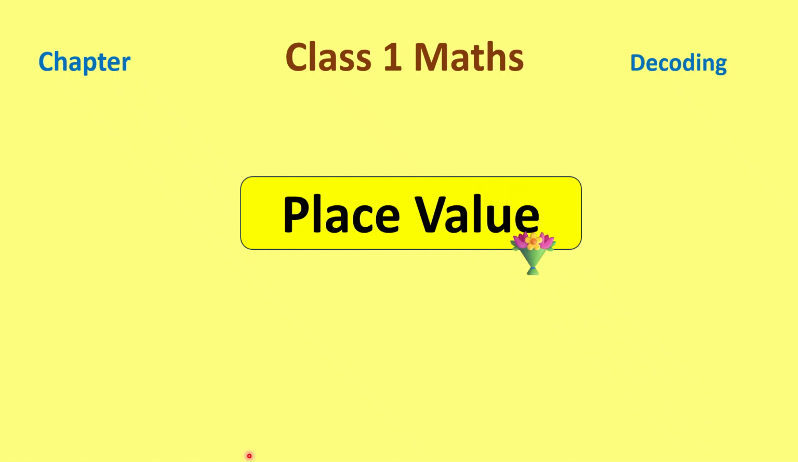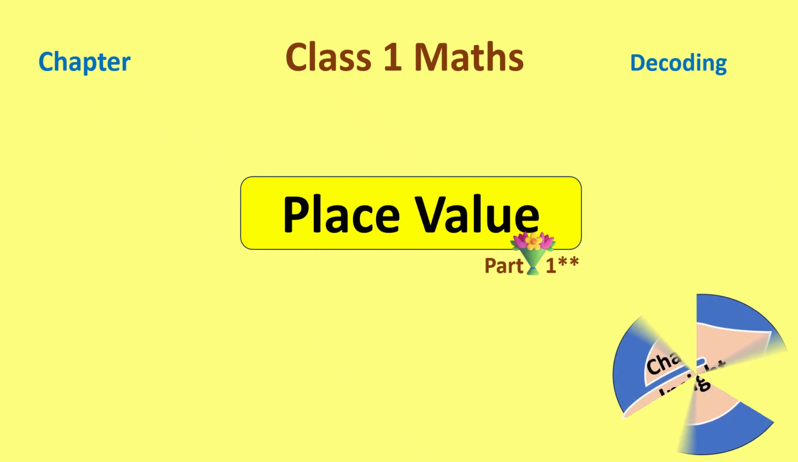That means I've already done a video on place value, which is part one. Okay, but there is just a single star. Please remember that there is a single star, and the double star is part two of part one. So it's the second half of the first half session. Okay, now let's start our topic for today.